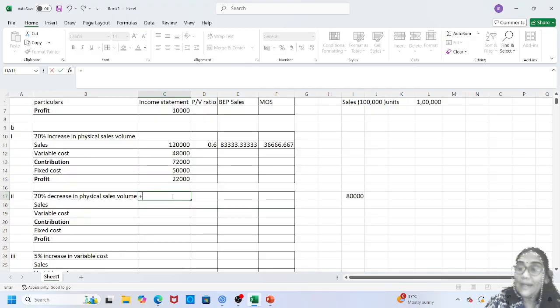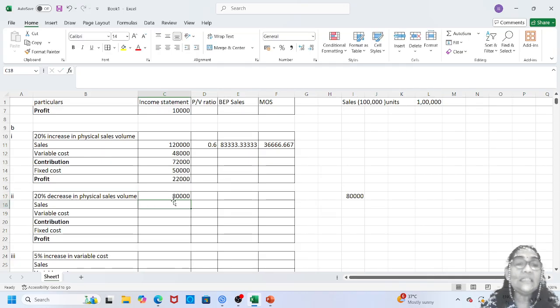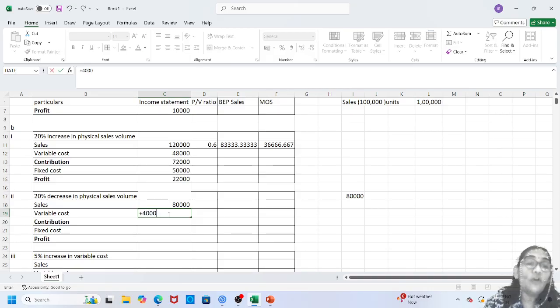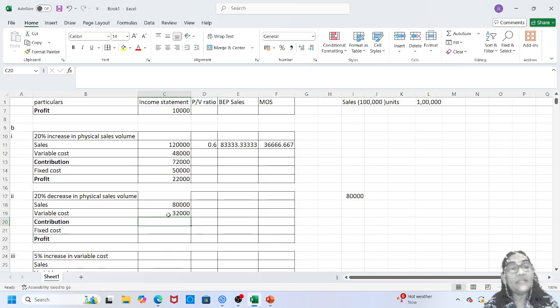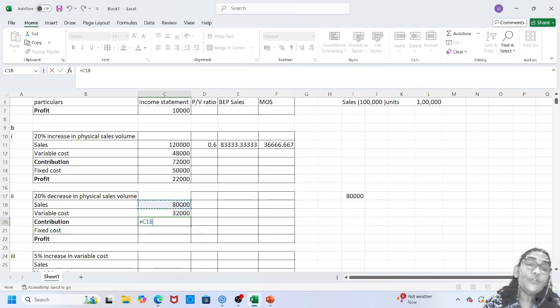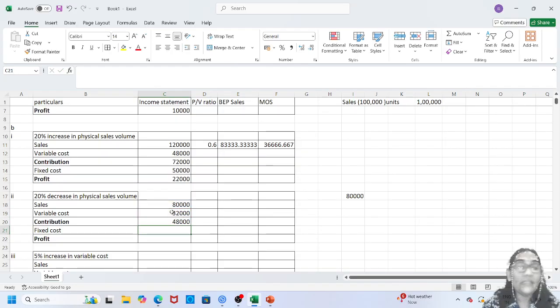Now suppose there is a decrease in the physical volume. So instead of 1 lakh, you are now selling 20% less. So your sales is going to be only 80,000, right? Sales is 80,000. Variable cost will also decrease proportionately. So it will now become 32,000. Contribution will be 80,000 minus 32,000, that is 48,000.